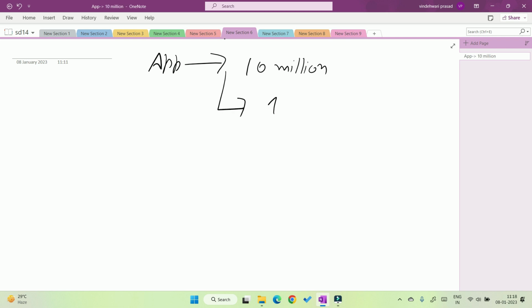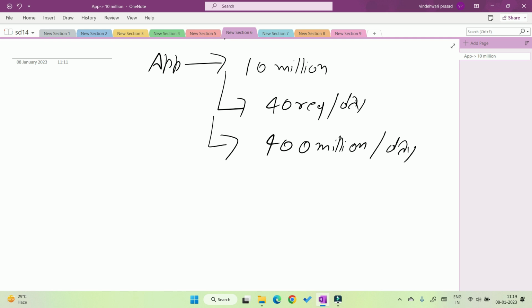They send 40 requests per day. They send 40 requests. So how many requests do they send per day? They send 400 million requests, because each person sends 40 requests, so there are 400 million requests per day, which is equal to 0.4 billion requests per day. Okay, so suppose the size of one request is 100 bytes.